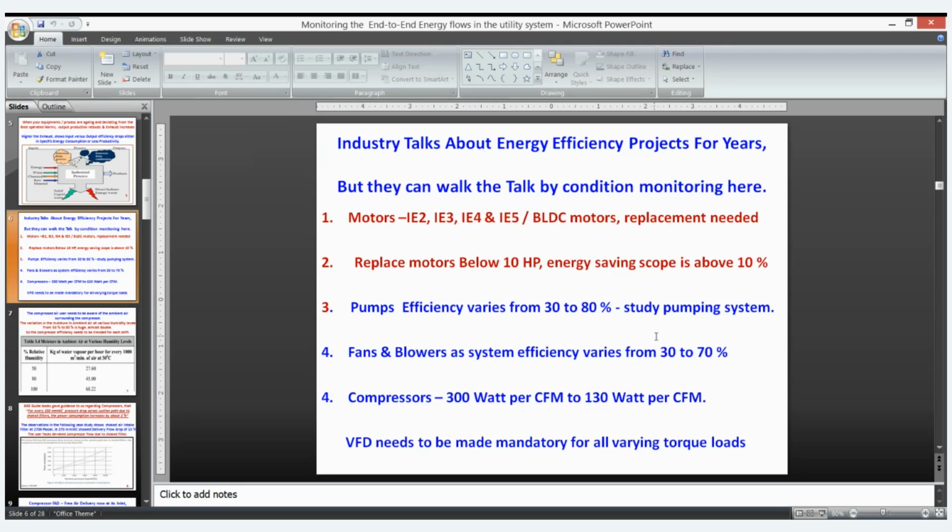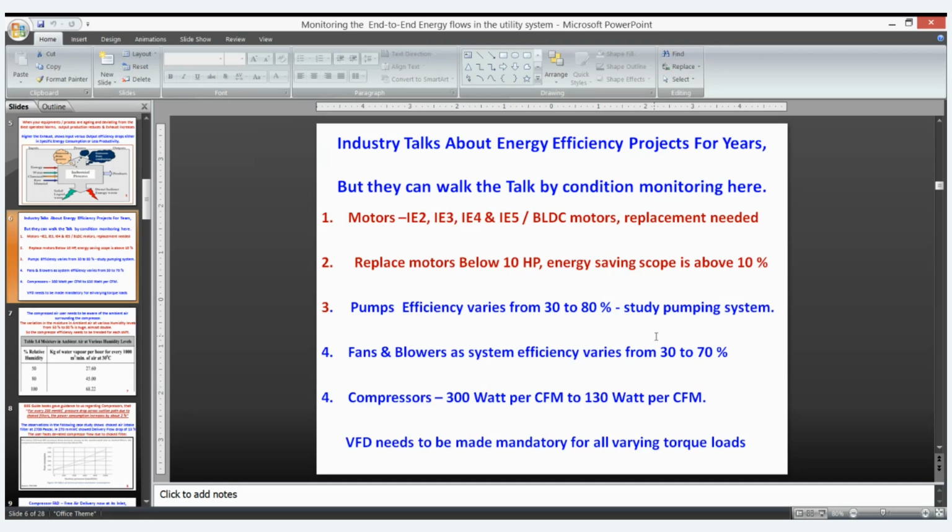For motors below 10 HP, appreciable savings are there, minimum 10%. Sometimes it goes to more than 15 to 20%, especially on the 10 HP motors, where many times they are rewound and many times they are not at the rated loading percentage. Around 60 to 80% is the normal loading that is suggested practically. Whether that is happening or not can be checked.